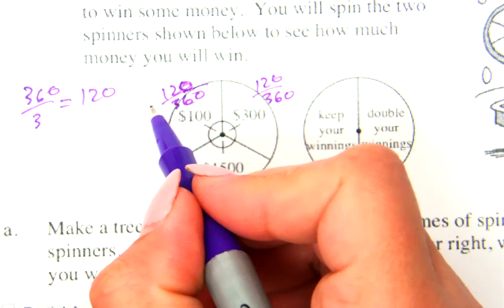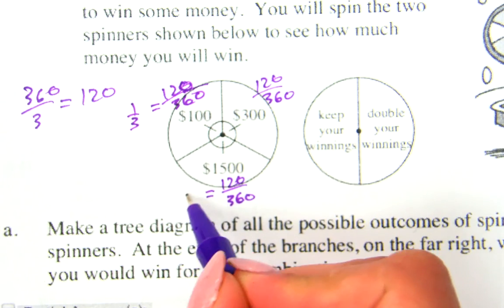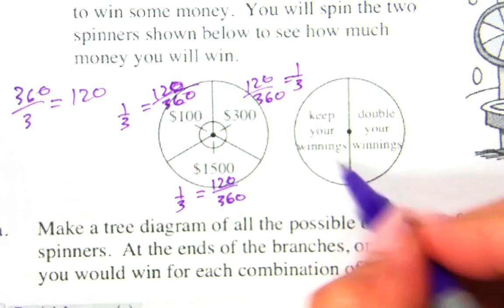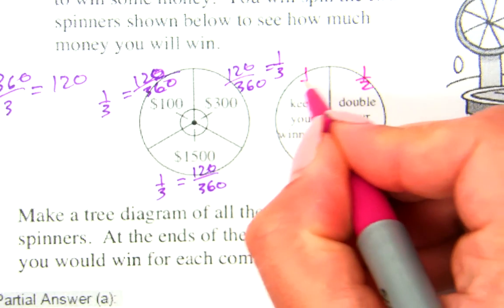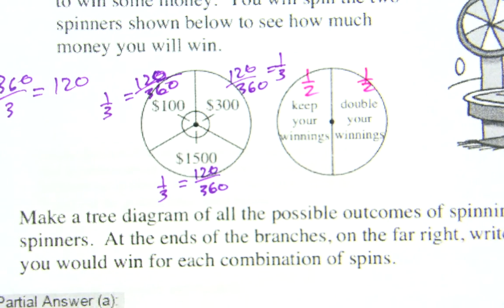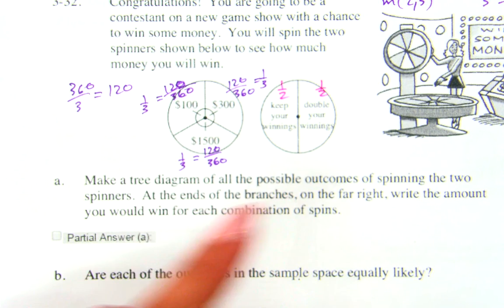Or if you don't like that, you can do 1/3, which is really the same thing, 1/3 and 1/3. Now in this one, it should be easy, you have a half and a half, or 180 out of 360, and that should just give you a half and a half. Okay, so make a tree diagram of all the possible outcomes of spinning the 2 spinners. At the end of the branches on the far right, write the amount you would win for each combination of spins.